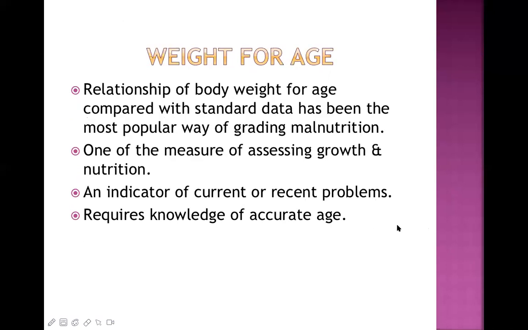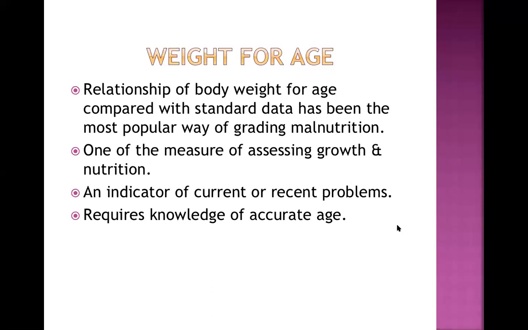Now, after weight, there is one very important concept which is called weight for age. Weight for age means we ask the parents what the age of the child is, and they tell us a certain age. We take the weight now, and we compare that weight of the child to the standard weight of that particular age. You may be wondering where we get that standard weight. This is from the CDC chart or NCHS chart. I'll talk about that a bit later.